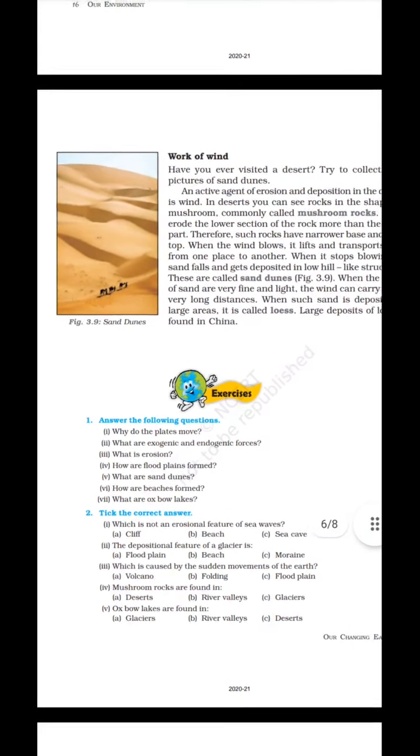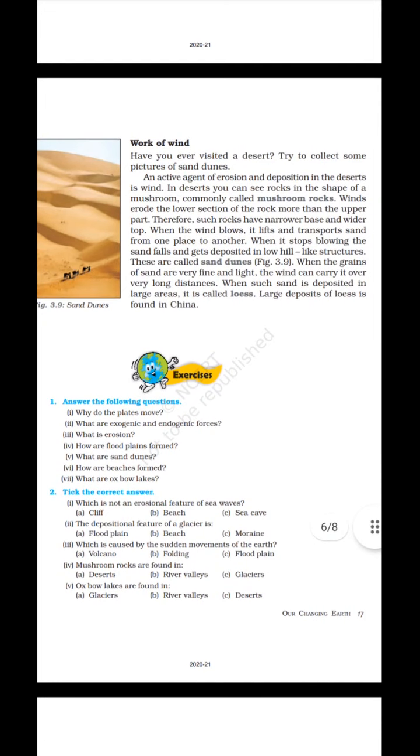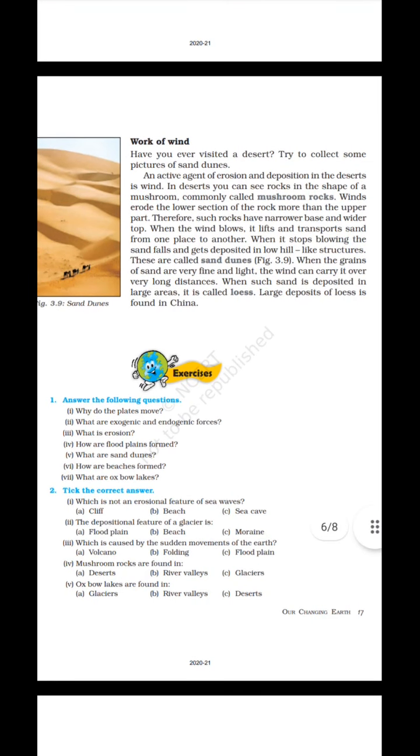Work of wind. Have you ever visited a desert, or tried to collect some pictures of sand dunes? An active agent of erosion and deposition in the deserts is wind. In deserts, you can see rocks in the shape of a mushroom, commonly called mushroom rocks. Winds erode the lower section of the rock more than the upper part. Therefore, such rocks have a narrower base and wider top.